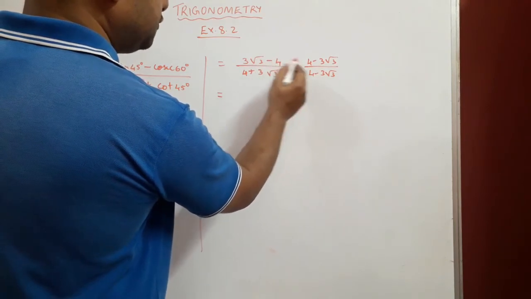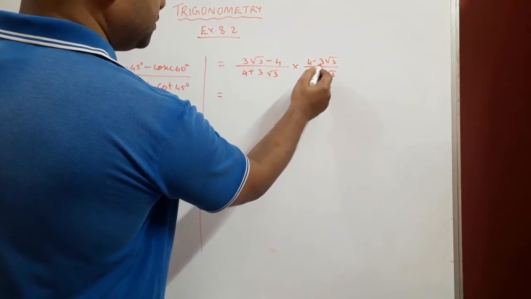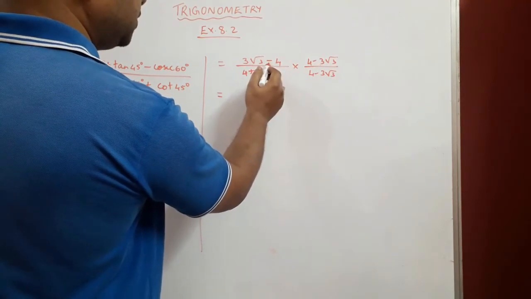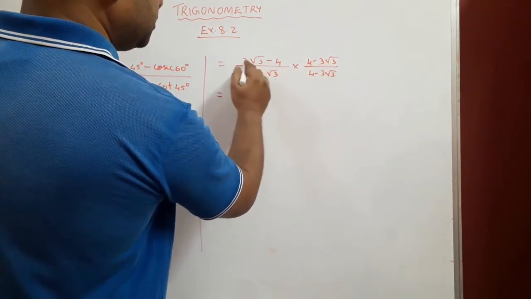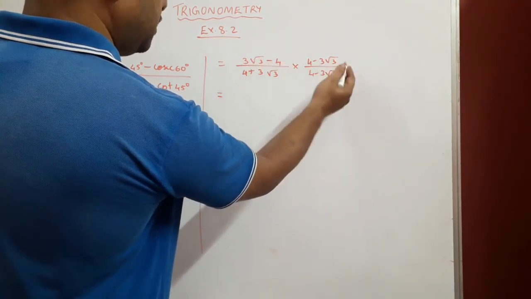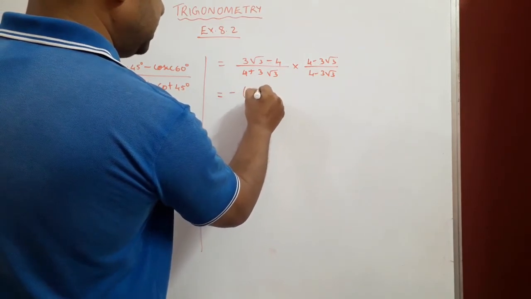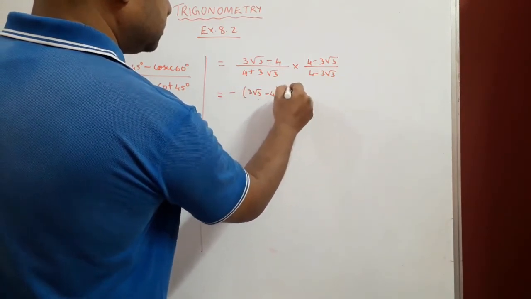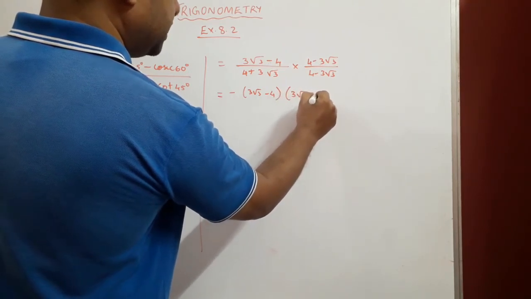Here there is negative 4, this is positive 4. Here this is positive 3 root 3 and this is negative 3 root 3. So if we take a minus sign common over here, it will come to the same. We'll take the minus sign common from here, so that we have 3 root 3 minus 4 at both ends. If we take minus sign common, we are left with 3 root 3 minus 4 into 3 root 3 minus 4.